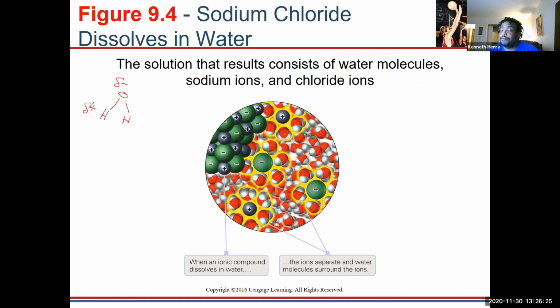Remember that? Partial positive, partial negative. Yeah, because it's partial, right? It's going to sit there and surround. The oxygen is going to orient towards the plus charge. The hydrogen is going to orient towards the minus charge. Okay.